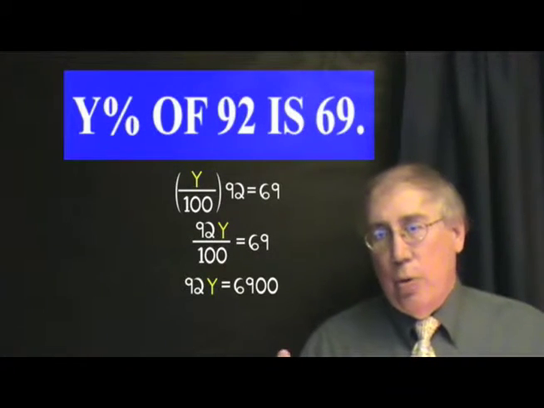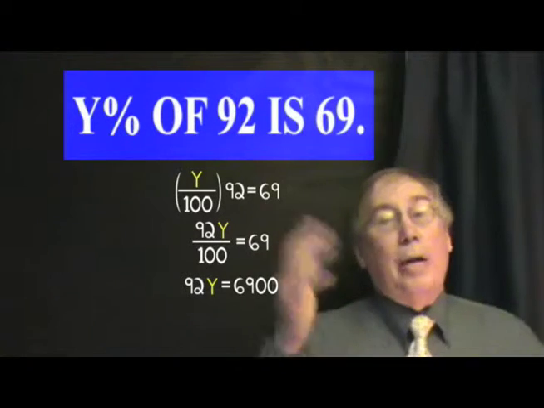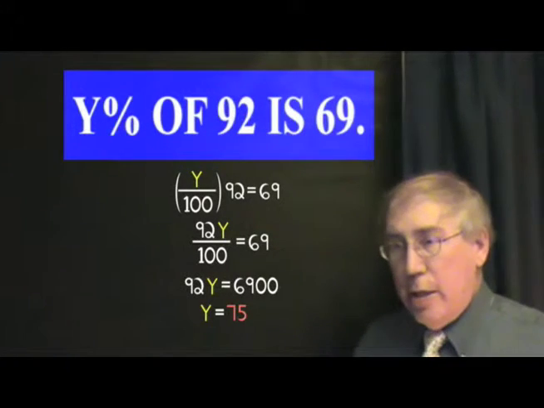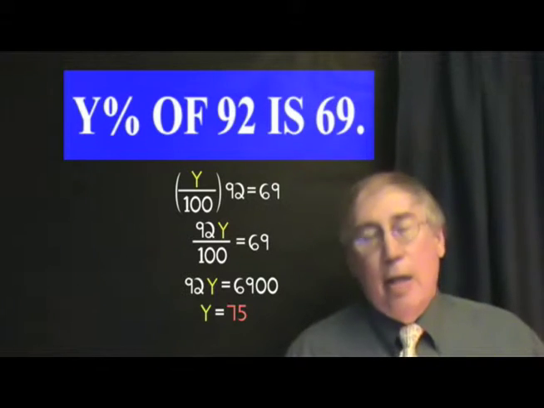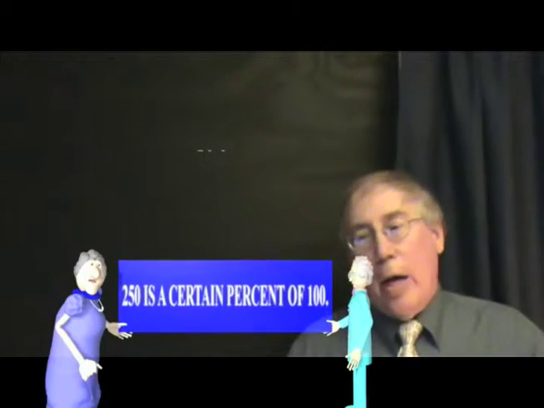So we get 92 over 100 times y equals 69. Multiply through by 100, and we get 92y equals 6900. Divide 92 into 6900, and we get y equals 75.